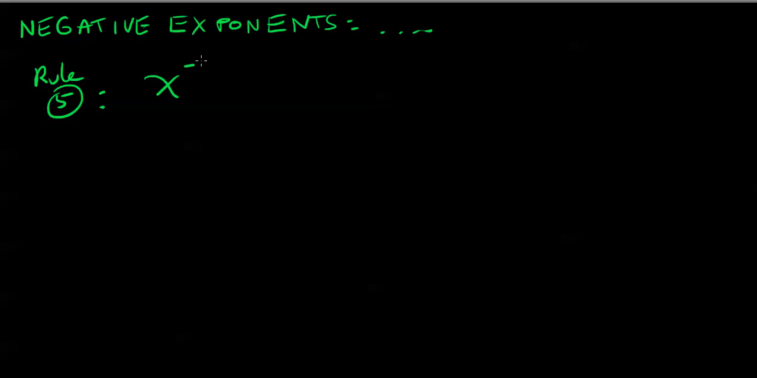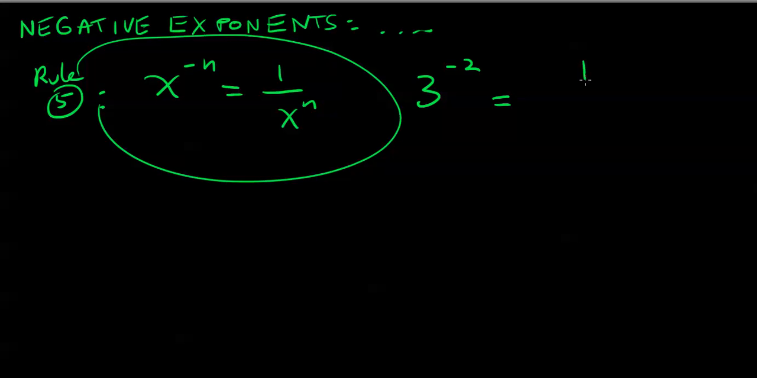I claim that x to the minus nth power is 1 over x to the nth power. That's my rule in simplifying negative exponents. So as a simple example, if I take 3 to the minus 2, it's not 6, it's not negative 6, it's not 9, it's not negative 9. 3 to the minus 2 power, by definition, it's 1 over 3 to the positive 2 power, and of course that turns into 1/9.